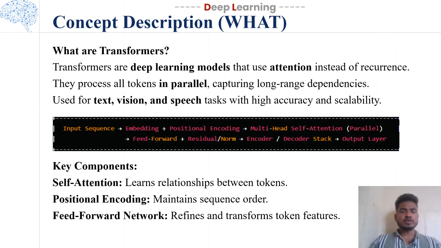Here are some key points of transformer architecture. Self-attention learns relationships between tokens. Positional encoding maintains sequence order. And the last one, the feed forward network, refines and transforms the token features.